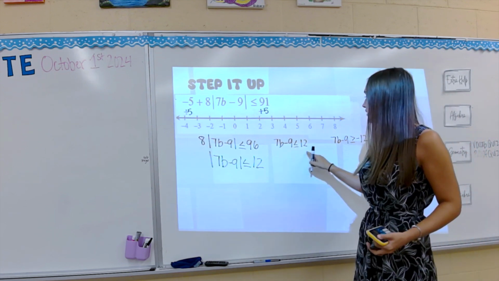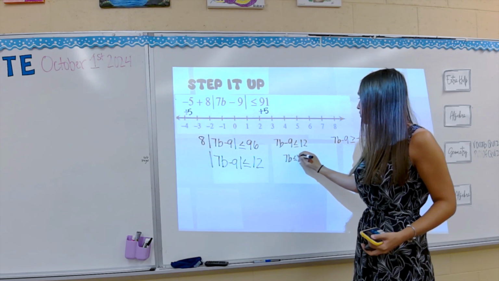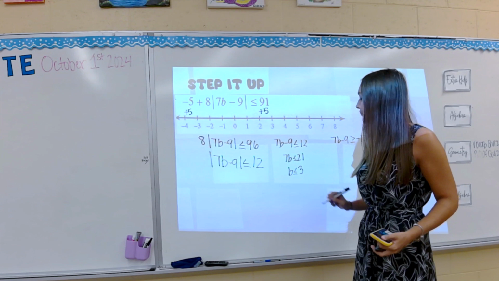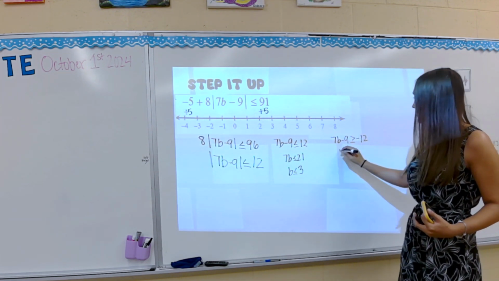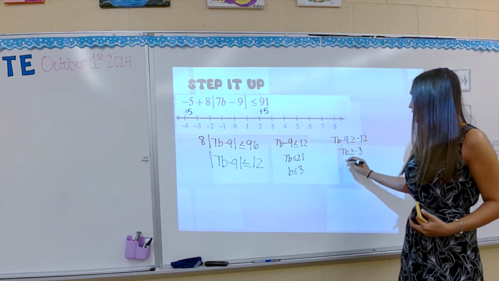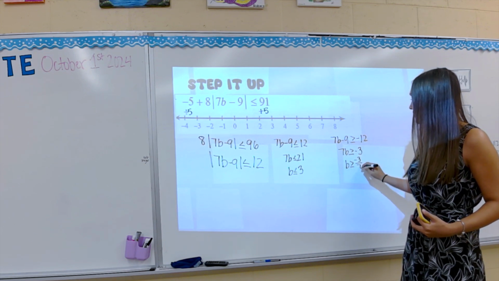So I add 9. I get 7b is less than or equal to 21. So b is less than or equal to 3. Same thing for the next one. I'm going to add 9. So I get 7b is greater than or equal to -3. So b is greater than or equal to -3/7.